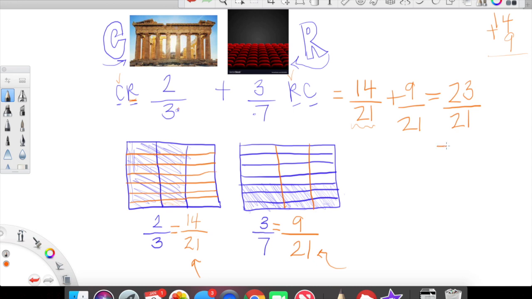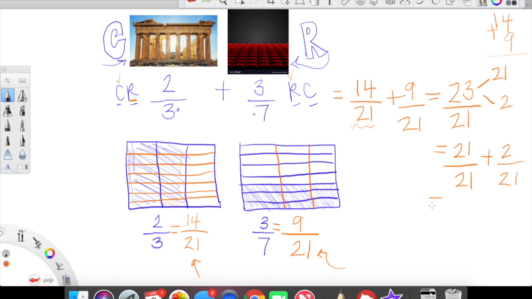So bravo, Eureka. I'm imagining that you guys are noticing that 23/21 is an improper fraction. Let's break down 23 so we can convert this into something that's a little bit more suitable for 5th grade. 23, I know, can be broken down into 21 plus 2. 21 plus 2 is 23. So let's rewrite 23/21 as 21/21 plus 2/21. 21 21sts plus 2 21sts is equal to 23 21sts.